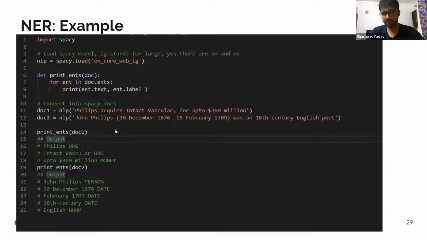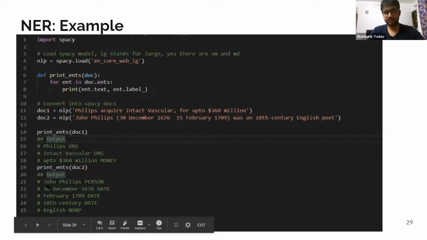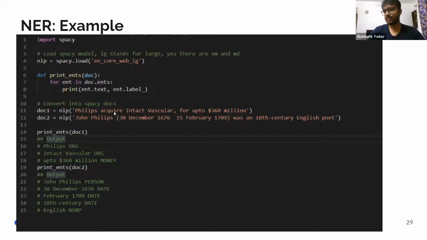Let's look at the results. In the first one, the results are starting at line 15. For the first doc, which mentioned Philips as an organization, it correctly identifies Philips as an organization. If you ran this model, you won't know that it's a company, but you'll know that it's an organization. Then in the second case, where it was a person, it correctly identifies John Phillips together as a person, as one entity. So it's just that easy. You just need to import it and it will work in most of the cases.